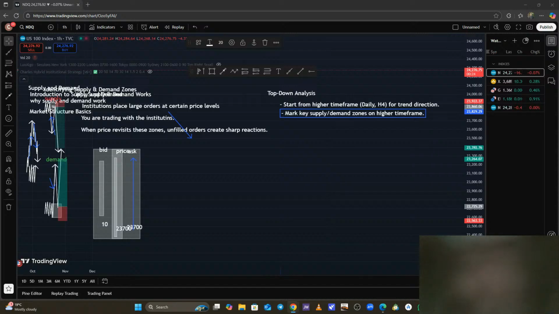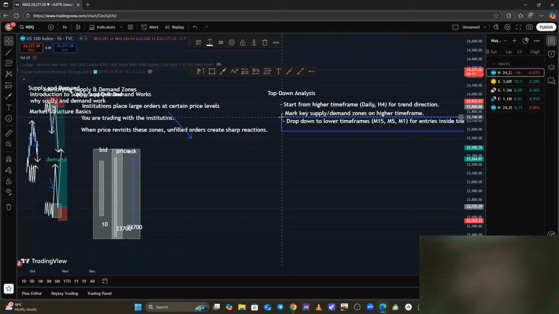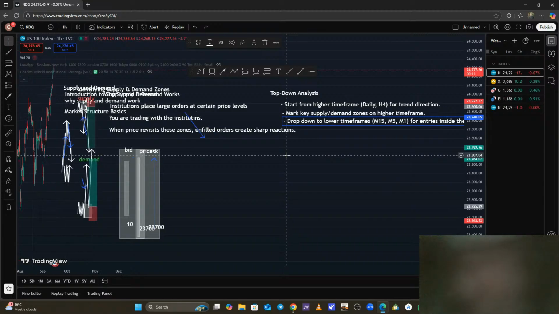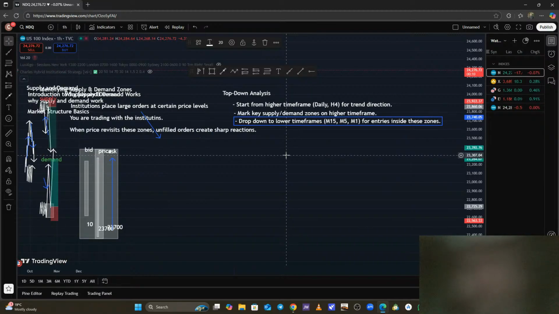So the third thing you need to do. I say there are three steps to this supply and demand analysis. Number three is drop down to lower time frames, 15 minutes, 5 minutes, or the 1 minute, for entries inside these zones.